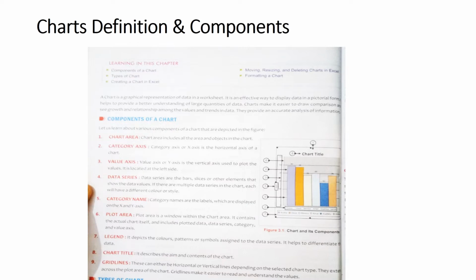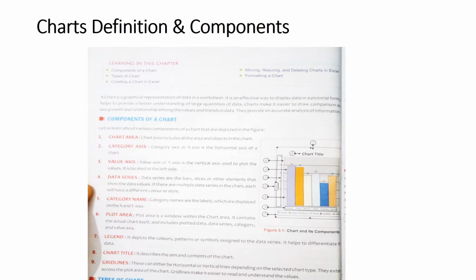Now, what is the meaning of a chart? A chart in Excel is a graphical representation of data in a worksheet. It can be a spreadsheet, or any of the tables in Excel. It is an effective way to display data in pictorial form. Here pictorial form means the representation of data in the form of a picture.